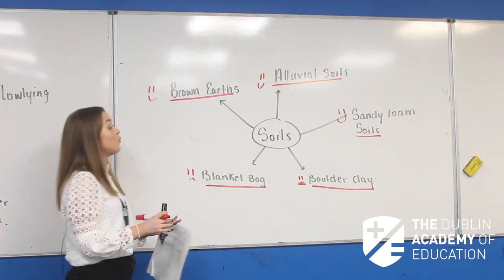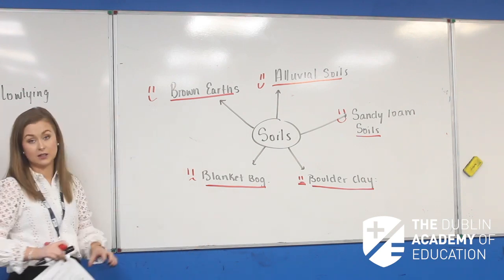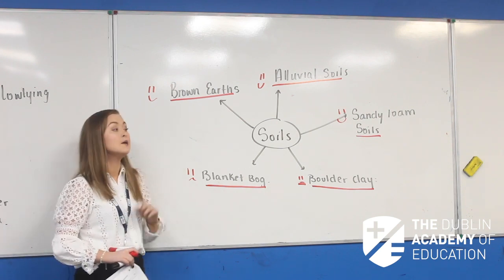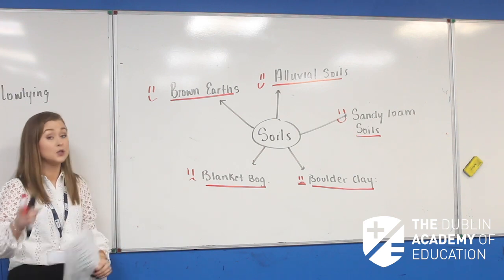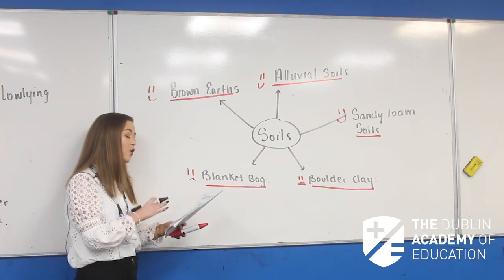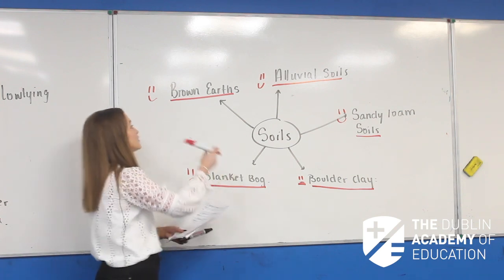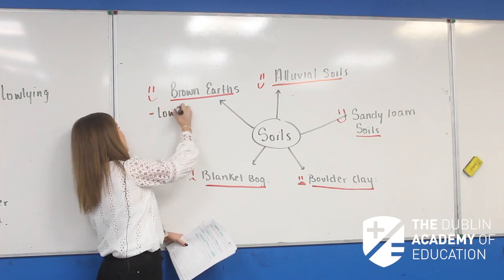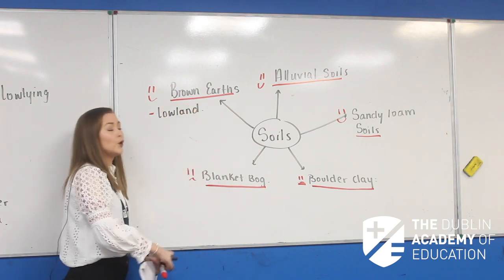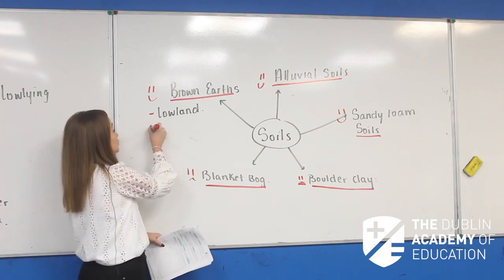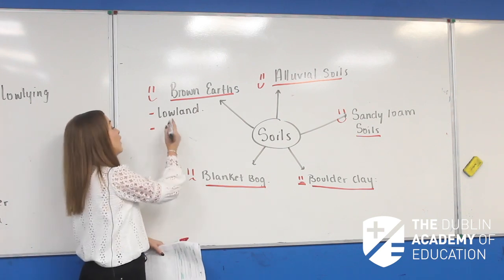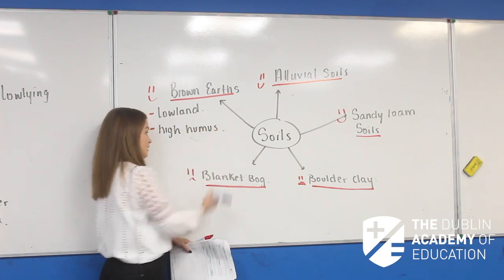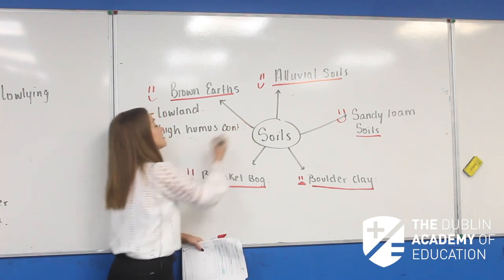Now, to start off, we'll start with our brown earth soils. A lot of people will have looked at brown earth soils, maybe if you do ag science, maybe if you have done soils in your geoecology, which we've yet to do. Brown earth soils are found in lowland areas around the GDA. With regards to brown earth soils, which we will meet again, they have what we refer to as a high humus content.